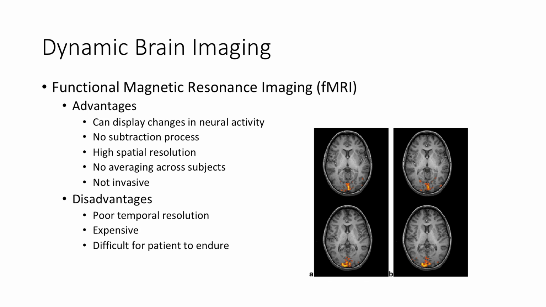There are a lot of advantages of fMRI. You can see changes in neuroactivity. There's no subtraction process, although sometimes we do use that for analysis. It has high spatial resolution, you don't have to average across subjects if you don't want to, and it's not invasive at all. The disadvantage is that the temporal resolution is not great, and MRIs are very expensive, especially in hospitals. And even though they're not harmful, there are loud noises, so sometimes people are not very comfortable getting them.